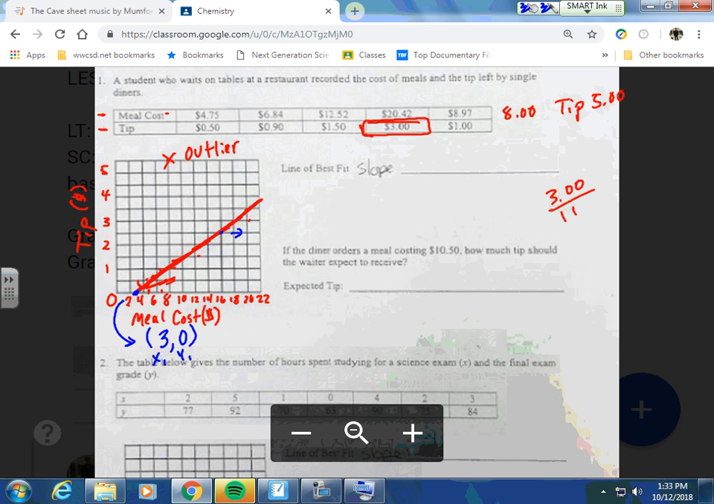My next point, so put the x first, is at 16 and $2.50. Okay, so what those points are is x2 and y2.